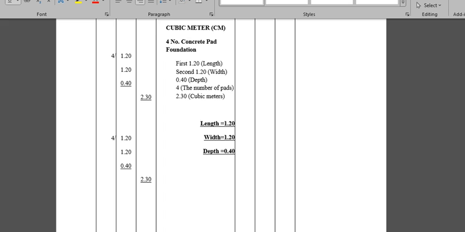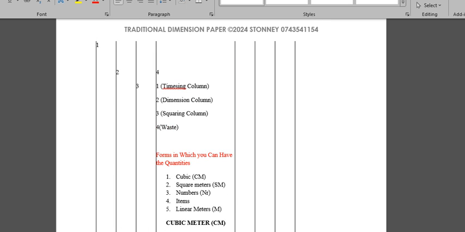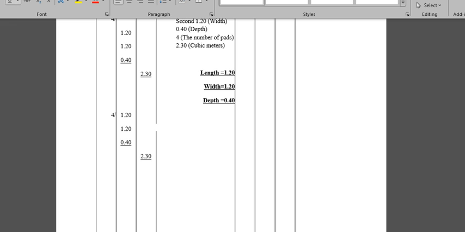Of course, now you've utilized all the columns: the dimension, the timesing, the squaring, and also the waste. Then the final thing that you do is what we call description. So how do you put your description? In this case, you are going to describe whatever has been measured here. Of course, you see this 2.3 is now the final figure. It means you've already done all that you're intending to achieve. Once that is in order, then you need to do your description.